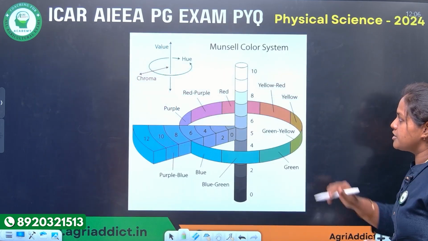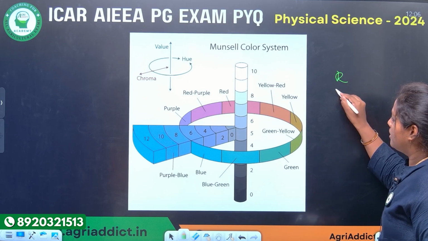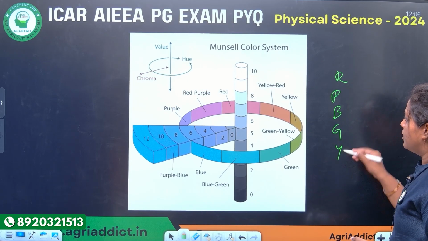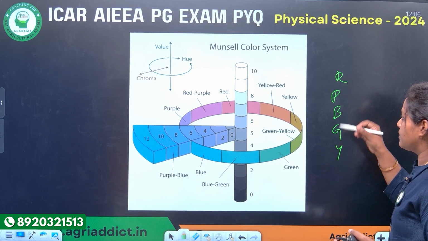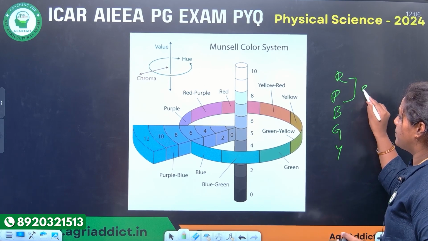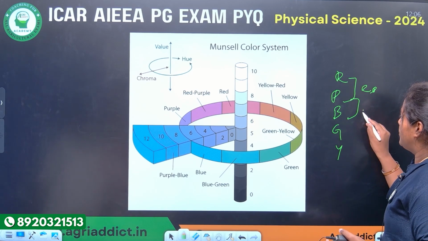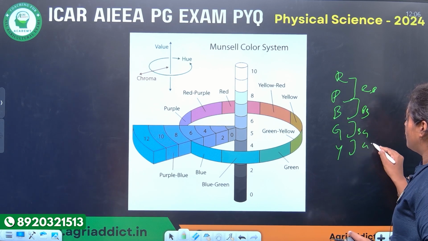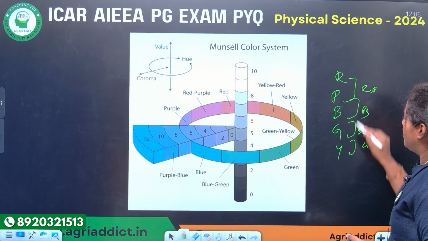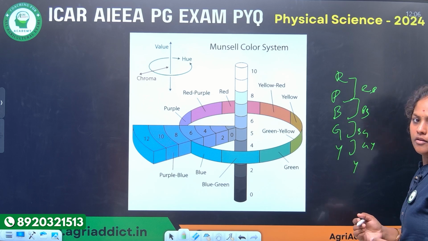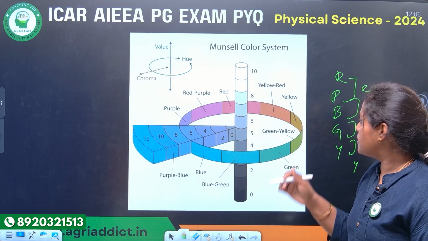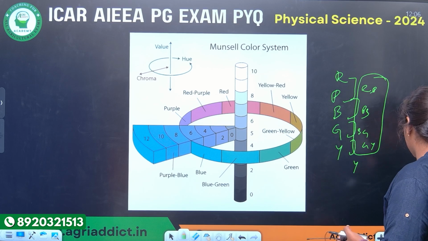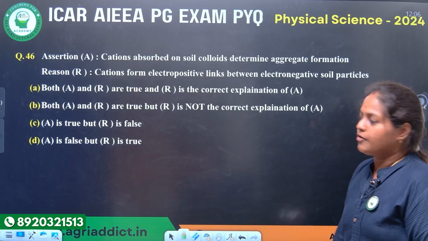What are the 5 principal hues? Red, purple, blue, green and yellow. Rest of the colors are combinations of these hues: red-purple, purple-blue, blue-green and green-yellow, and finally yellow-red. These are the 5 principal hues, and the secondary hues result from combination of principal hues.